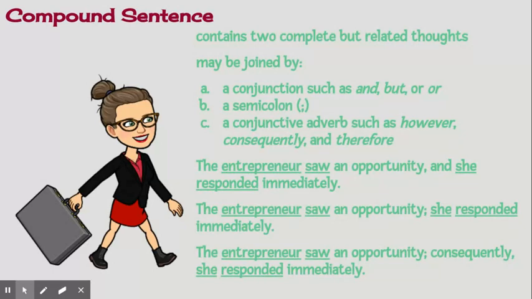So entrepreneur is our subject in our first independent clause. Saw is the verb. She is the subject in the second independent clause. Responded is the verb. But look at how each of the sentences are punctuated differently.